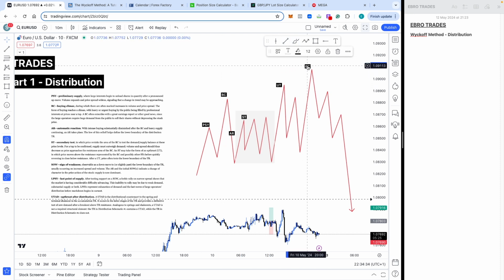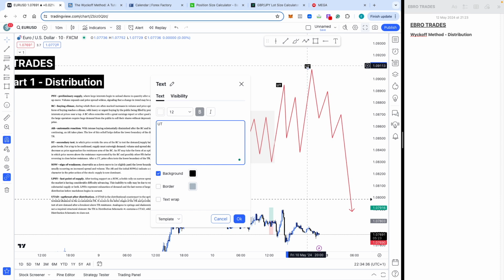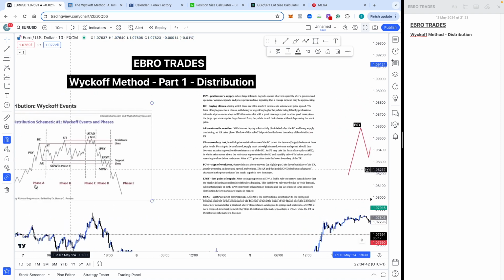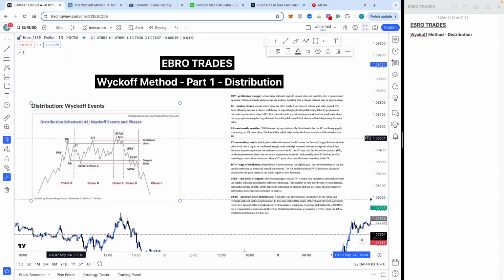We've got our UTAD. And I'll be looking very carefully for these points. I'll be looking for PSY. I'll be looking for buyer's climax. I'll be looking for retracement, which is the automatic rally. I'll then be looking for a protrusion, so a high which is close to or exceeds the buyer's climax, before finally looking for our UTAD, which is our upthrust after distribution.